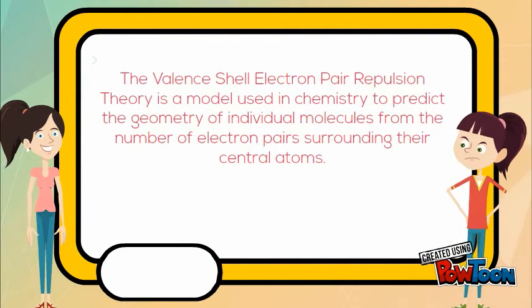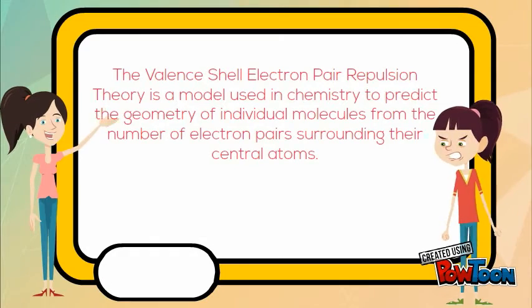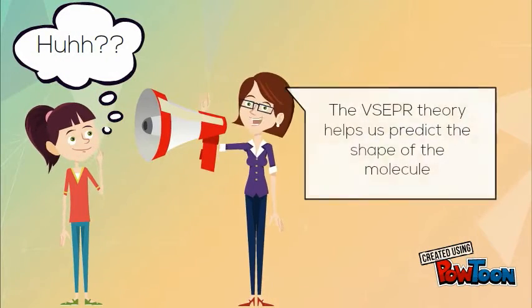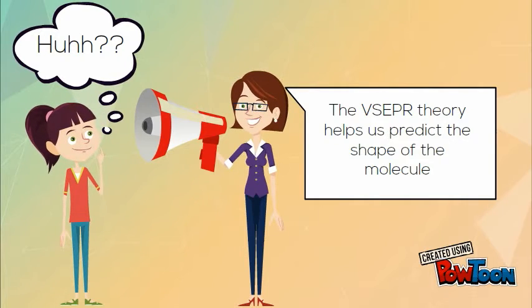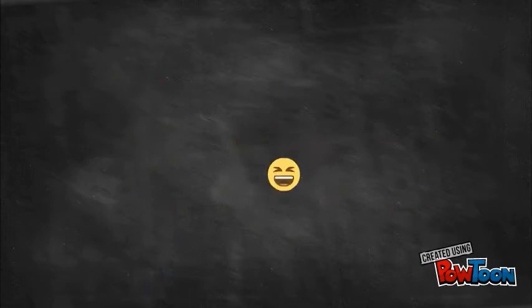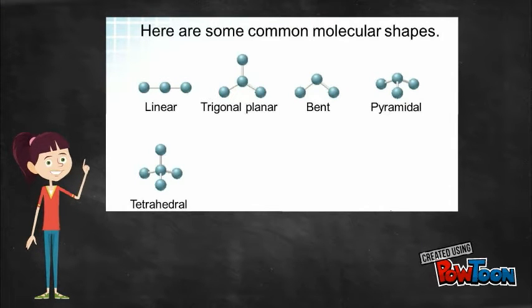Well, the valence shell electron pair repulsion theory is a model used in chemistry to predict the geometry of individual molecules from the number of electron pairs surrounding their center atoms. Huh? What she meant to say in short is that the VSEPR theory helps us predict the shape of the molecule. Oh, that makes much more sense. The VSEPR theory consists of 6 molecular shapes, including linear, bent, trigonal planar, tetrahedral, and the T-shape.